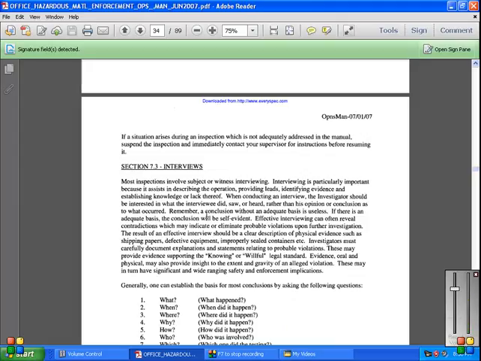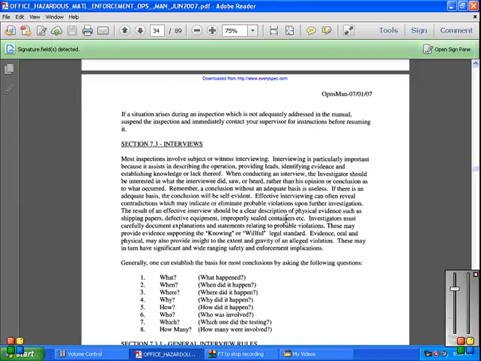Effective interviewing can reveal contradictions, which may indicate or eliminate probable violations other than further investigation. The result of an effective interview should be a clear description of the physical evidence, such as shipping papers, defective equipment, and improperly sealed containers. Investigators must carefully document explanatory statements relating to probable violations. They provide evidence supporting the knowledge and willful legal standards. Oral and physical evidence may also be provided to the extent of the gravity of the alleged violation. These may in turn have significant wide-ranging safety enforcement implications.